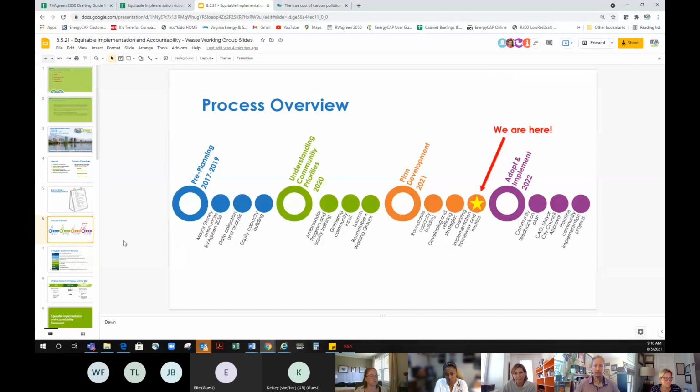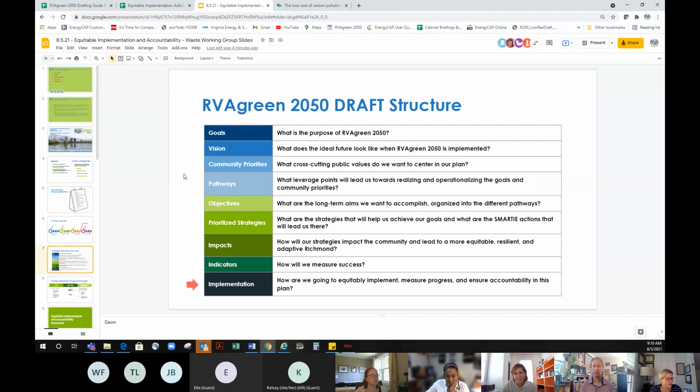Where we are in the process, we're at the end of the plan development phase. So we're getting there, very exciting. Just to remind you, we've gone all the way through all these levels of the draft structure of our plan, and we're down to the implementation phase.